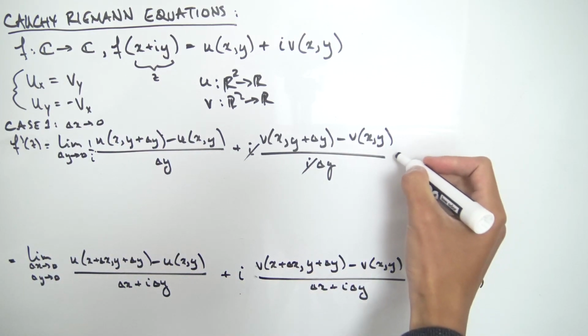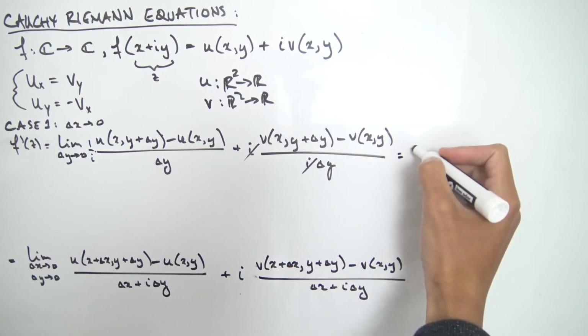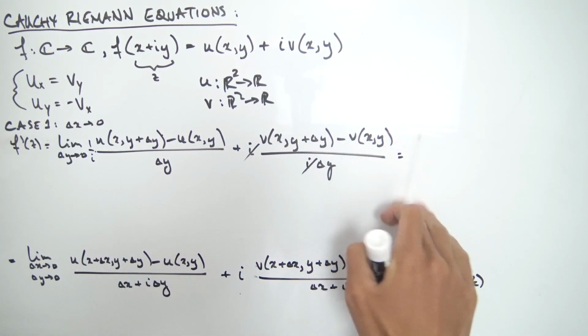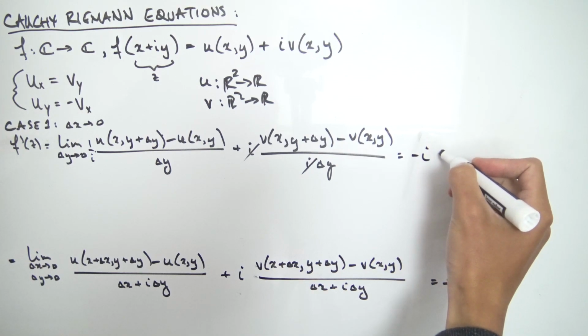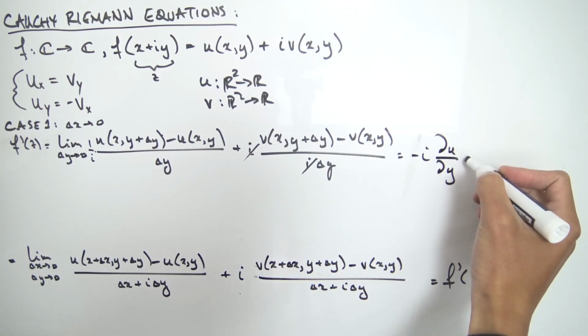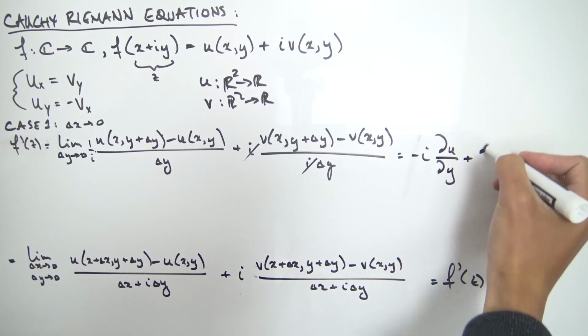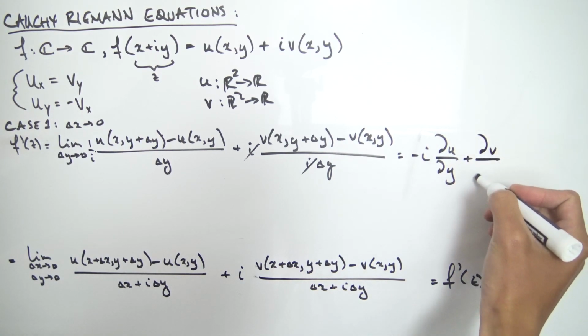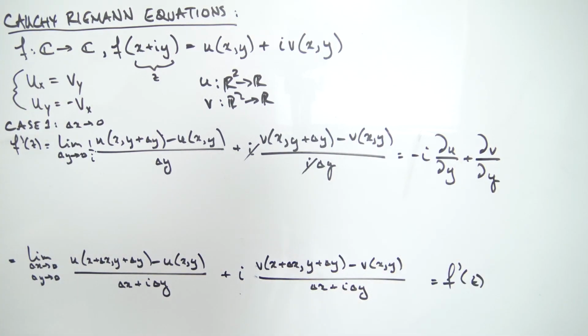So in fact, what this gives us is, first of all, we have 1 over i, which let's replace with minus i, times the partial derivative of u with respect to y, and then plus the partial derivative of v with respect to y. So that's what we get as we take the limit as delta x approaches 0 first.